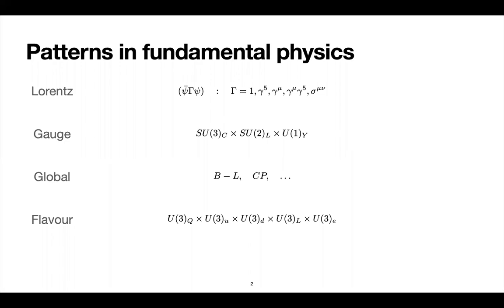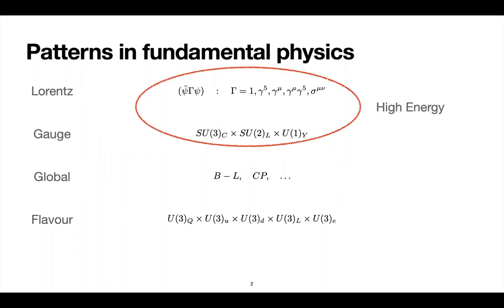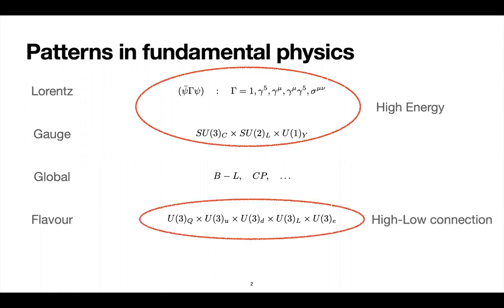Now, the very interesting question is, how is this realized in BSM? And we need different approaches in order to tackle the different symmetries or patterns here. We can address the Lorentz structure and the gauge structure in high energy observables, and I'll have one short example on that. And then most interestingly here, we will look at the flavor structure and see how this high-low connection that Gudrun has already pointed out is really helping us to pin down the possible flavor structure of BSM physics.